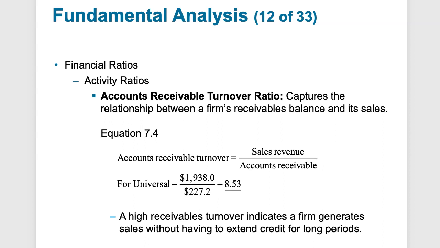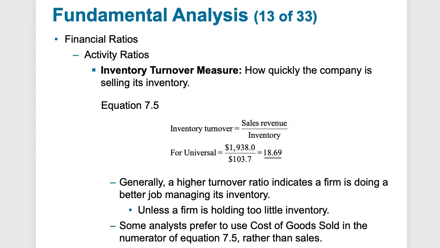There are a lot of different ways to collect money faster for accounts receivable, such as putting penalties if they pay late, or giving incentives if they pay early. Or just having a good accounts receivable team that will follow up and call people and bug people to pay them. Now, the inventory turnover measure looks at how quickly a company is selling its inventory.